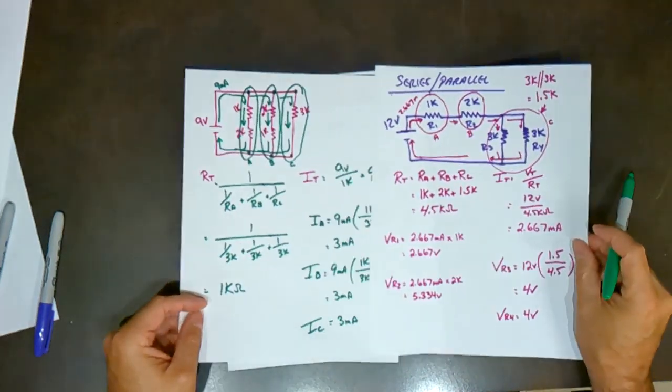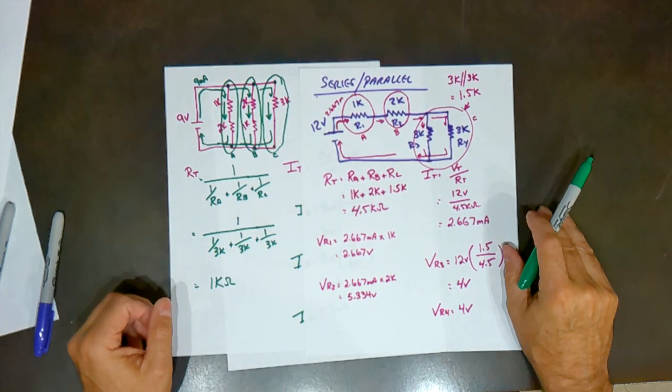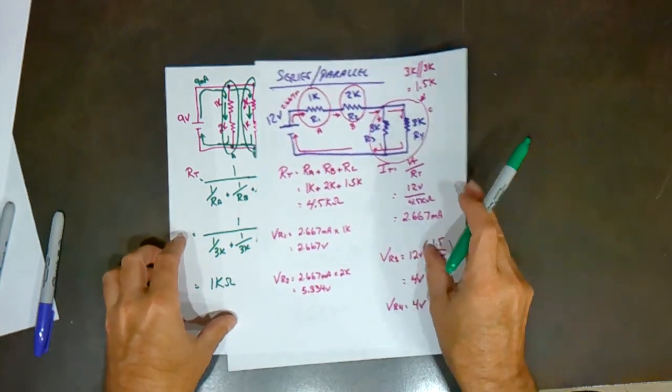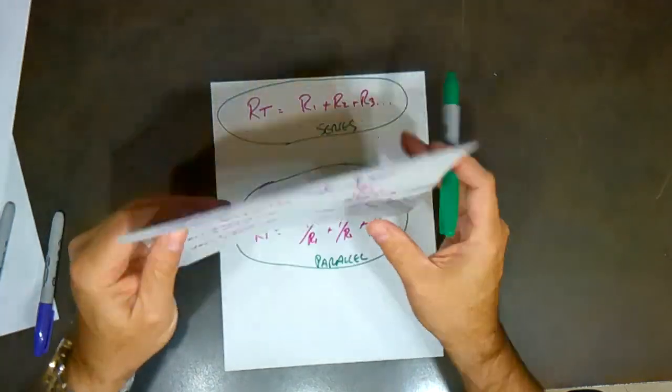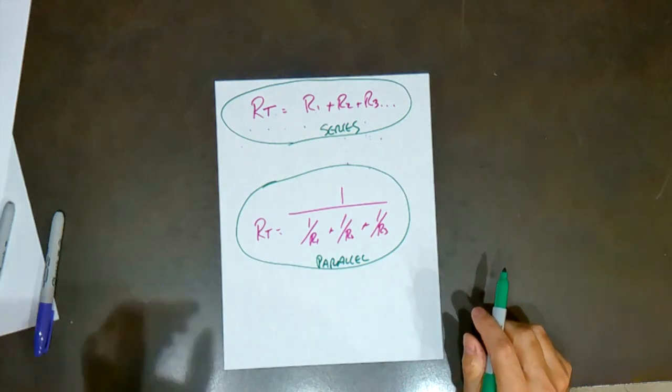Once you do that and find I total, you just kind of work your way through the circuit using Ohm's law and any of the other rules and laws that were available to us on the formula sheet.